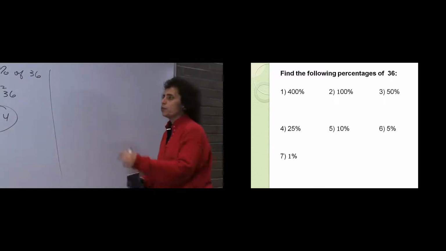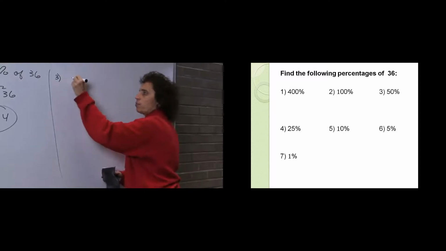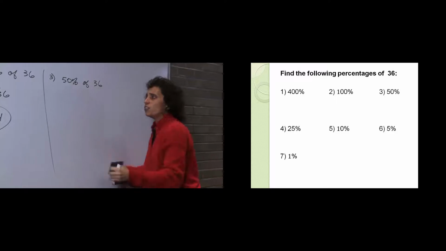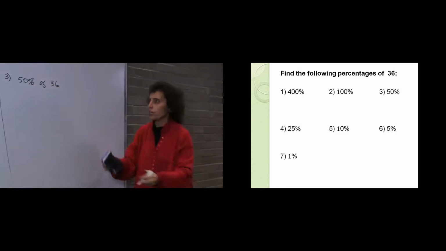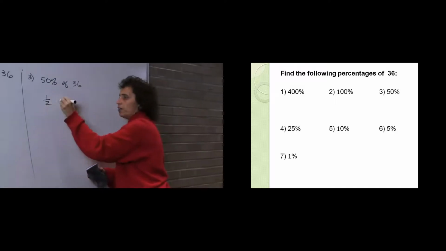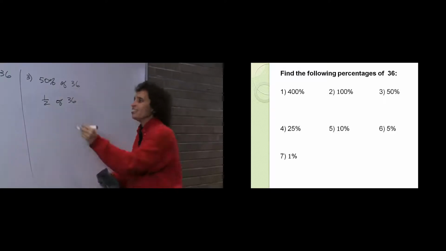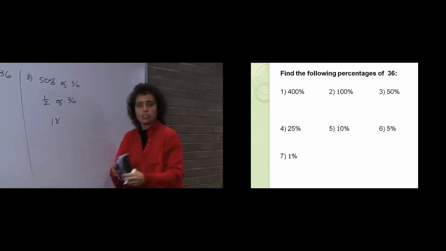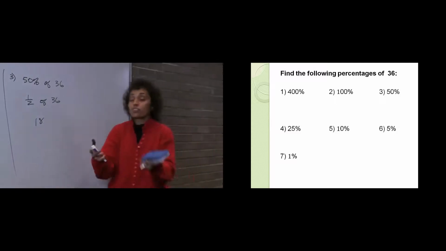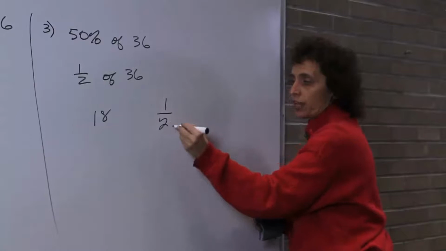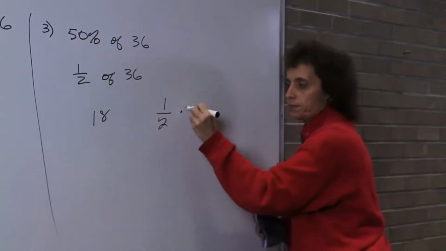Number 3 is 50% of 36. We said that meant half of 36, and 1/2 of 36 is 18. It means to divide by 2. Even if you multiply by 1/2, you're still dividing by 2. Just make sure we understand that. Of means to multiply.